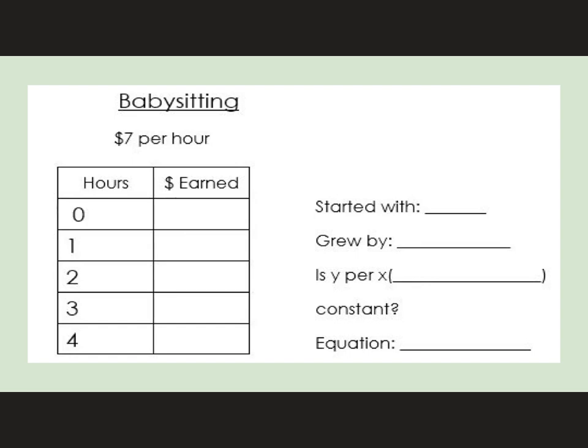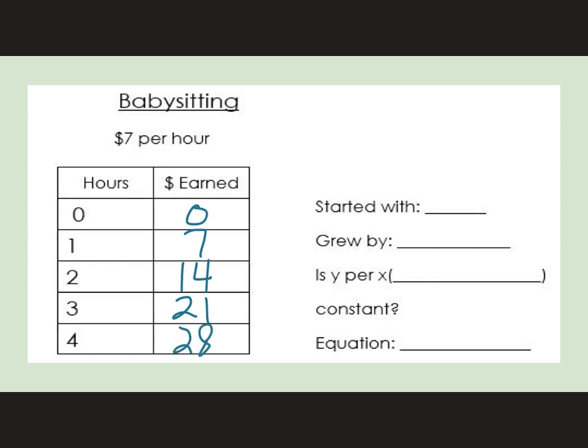All right, this is a great example of a direct variation. So let's see what this looks like. So you're babysitting, you get paid $7 an hour. So if you don't babysit, you're not going to make any money. You babysit for 1 hour, you make $7. You babysit for 2 hours, you make $14. 3 hours, $21, and then 4 hours, $28.